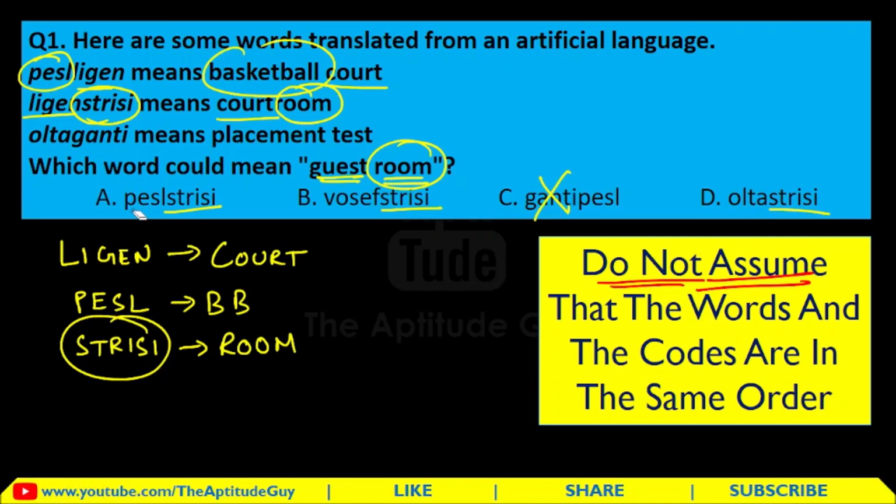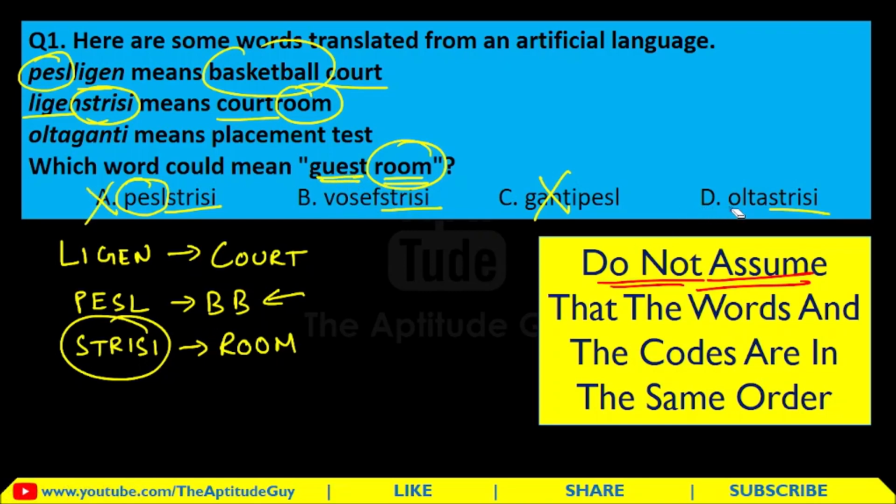Now, let's check out option A. Option A starts with PESL. Room is already set. We are left out with guest. PESL is the code for basketball. So obviously it cannot mean guest. So option A is wrong.